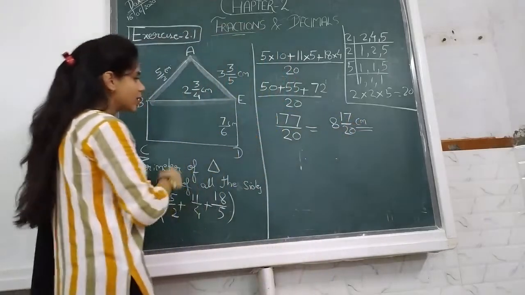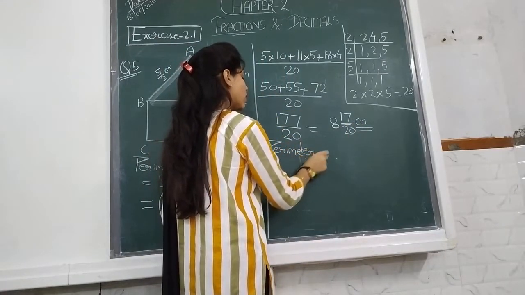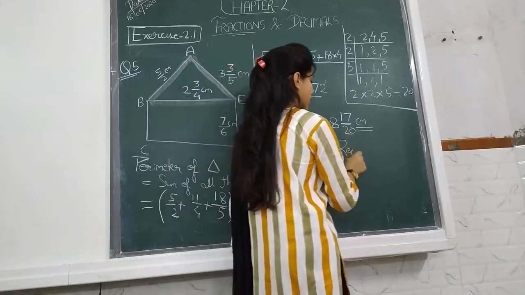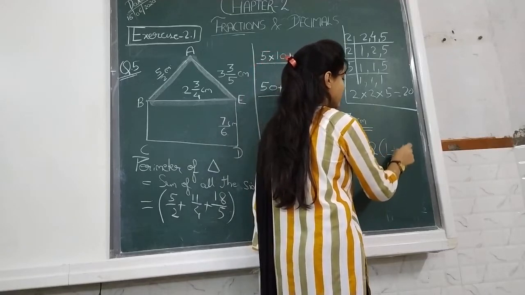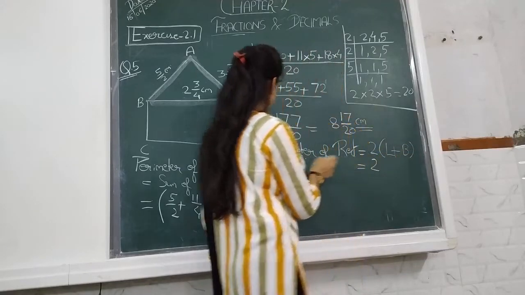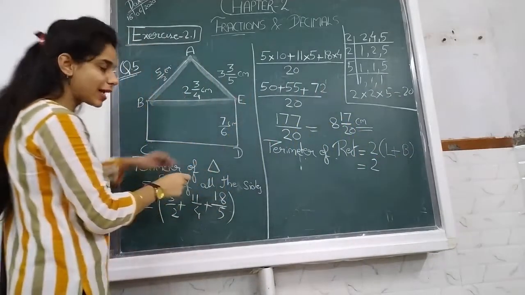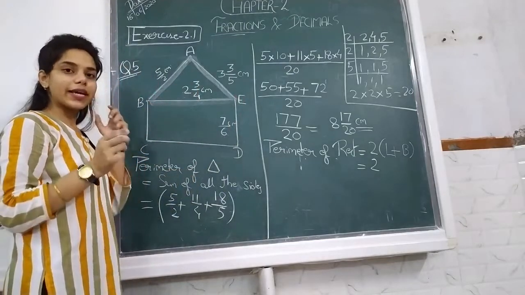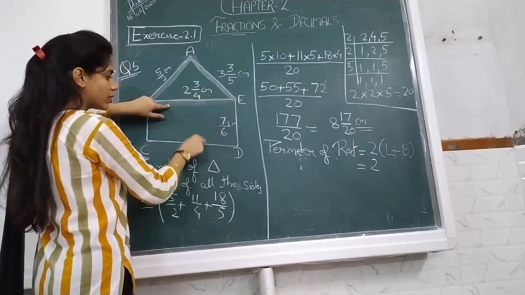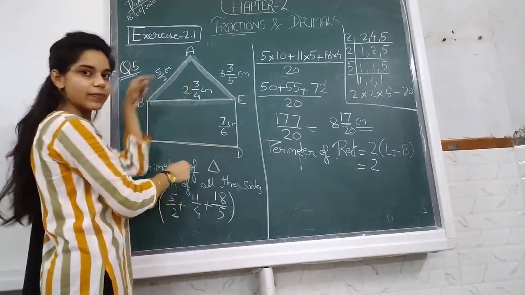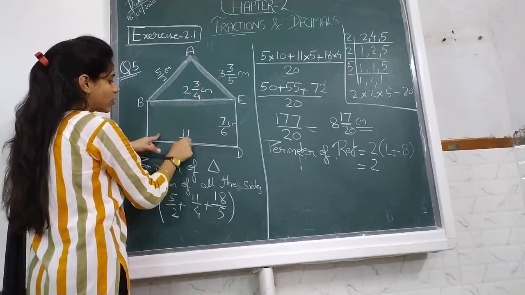Understood? Now the perimeter of the rectangle will be, what is the formula for the perimeter of a rectangle? I told you, 2 into length plus breadth. So length is this and breadth is this. Opposite sides are equal in a rectangle. So the length which is here, this length will also be here. So 4 twos are 8, 8 plus 3, 11 by 4 is the length for this rectangle.